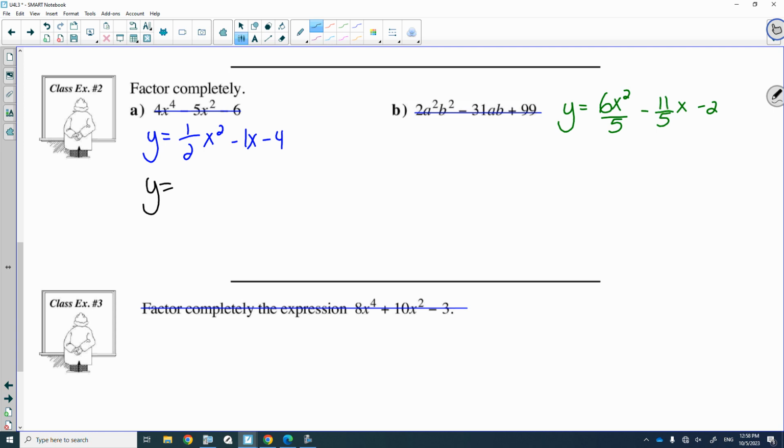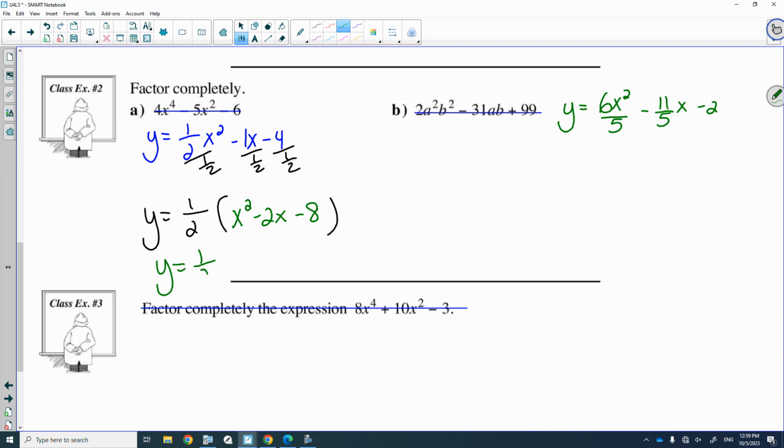Steve, what do you want me to factor out? 1/2. So divide that guy by 1/2, this by 1/2, this by 1/2. Don't forget that 1/2 because that's your a value. And then I'm going to have x squared. Anastasia, -1 divided by 1/2 will give you what? Yep, -2x. -4 divided by 1/2, Dale, will give you what? -8. Y is equal to 1/2.